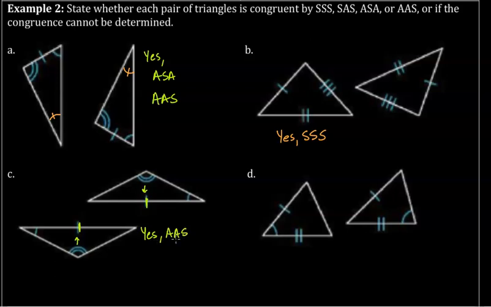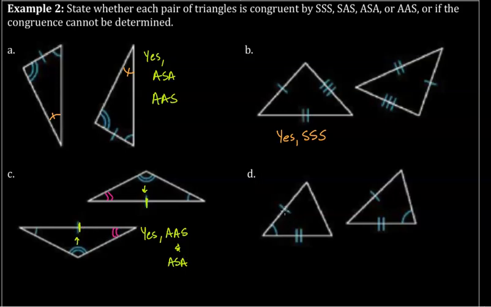So AAS works. Like I explained earlier, that would mean that ASA would also technically work because this angle and this angle must be congruent, and now the side is included between these two angles. This side is included between the same two angles on the other triangle, so ASA will also work.